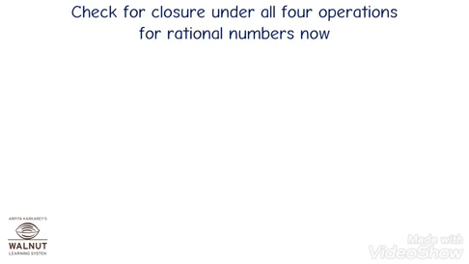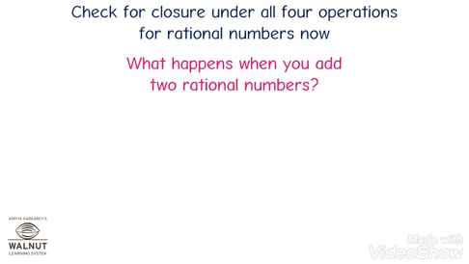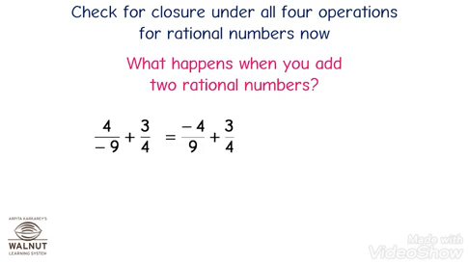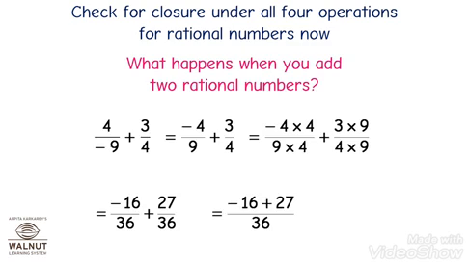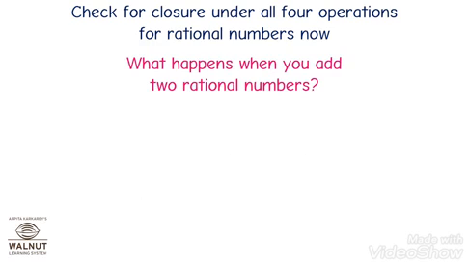Let's check closure under all four operations for rational numbers now. What happens when you add two rational numbers? 4 upon minus 9 plus 3 upon 4 is equal to minus 4 upon 9 plus 3 upon 4, which is equal to minus 4 multiplied by 4 upon 9 multiplied by 4 plus 3 multiplied by 9 upon 4 multiplied by 9, which is equal to minus 16 upon 36 plus 27 upon 36, which is equal to minus 16 plus 27 upon 36, which is equal to 11 upon 36.